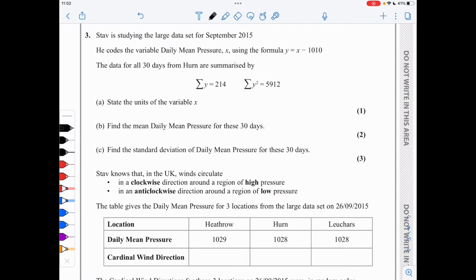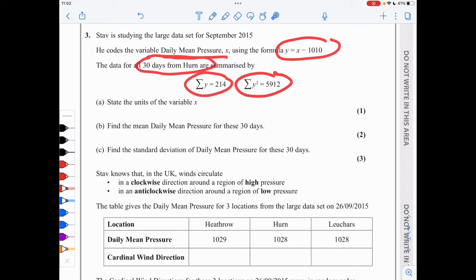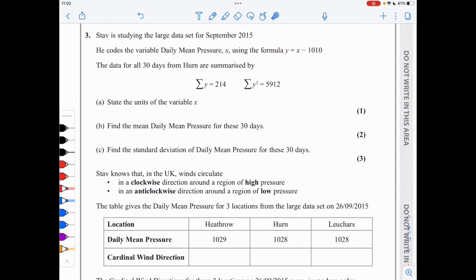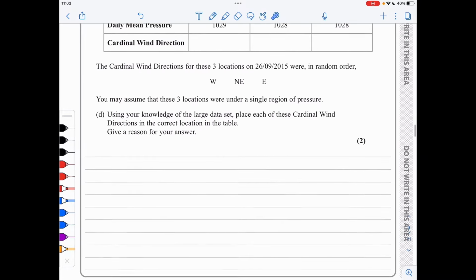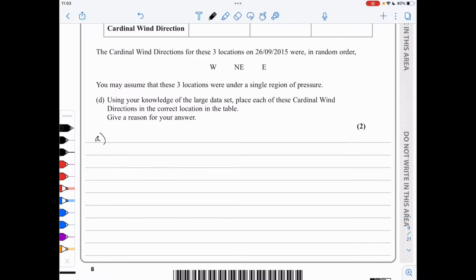Question 3, we've got staff who is studying the large dataset for September 2015. He has coded the variable daily mean pressure using this formula here. He's got data for all 30 days from Hearn, and we've got the sum to be 214 and the sum of the squares to be 5912. We need to state the units of the variable x. We know that the pressure is measured in hectopascals. So that's the unit of measure for this variable, hectopascals or hPa.